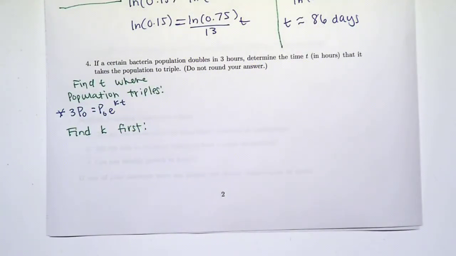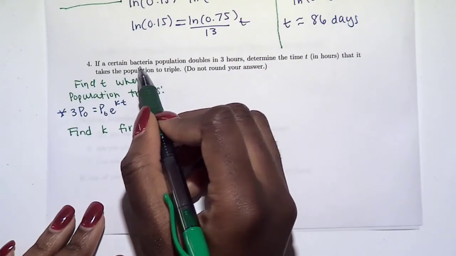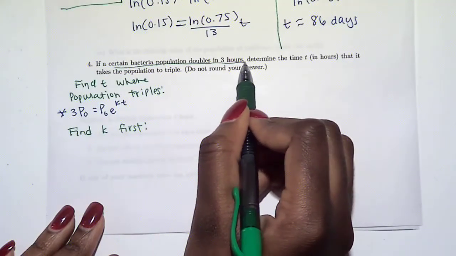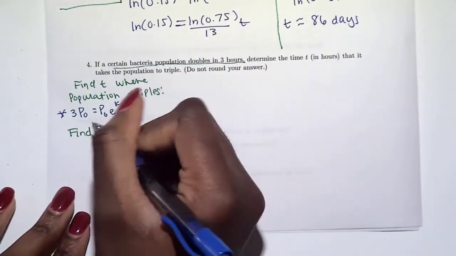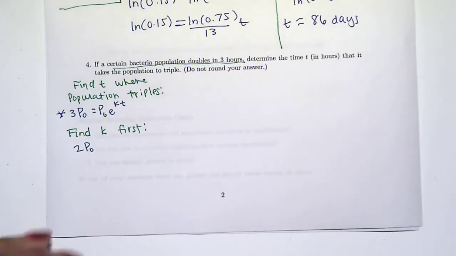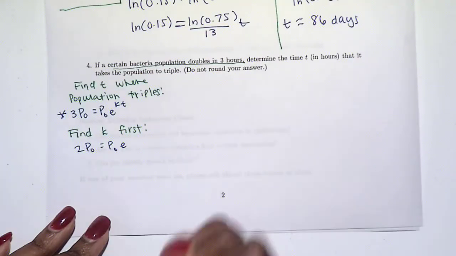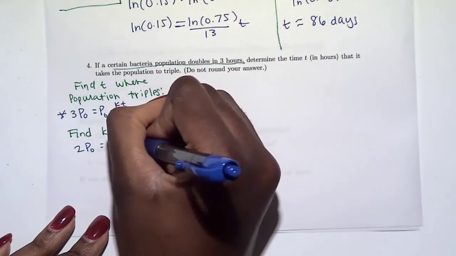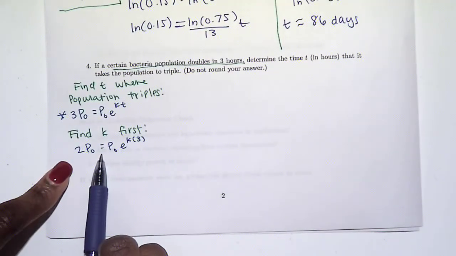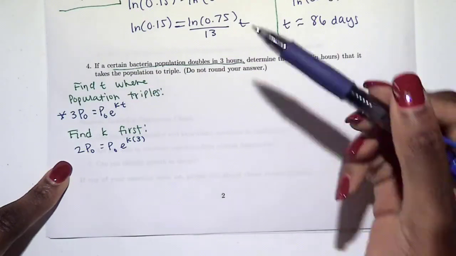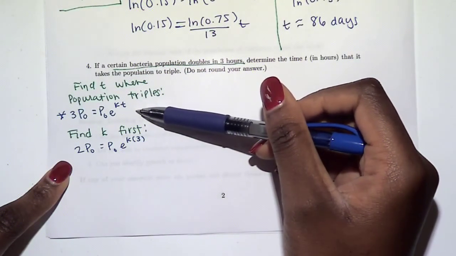Well, let's look at the question and see what it says. It says, if a certain bacteria doubles in 3 hours, determine the time that it takes. So this little sentence tells us a lot. A certain bacteria doubles in 3 hours. Well, what does that tell us? It tells us the ending amount is twice the original. It tells us that it doubles in 3 hours. So that's our time. So we can use this piece of information to find our k and then come back and actually find the time where it triples.